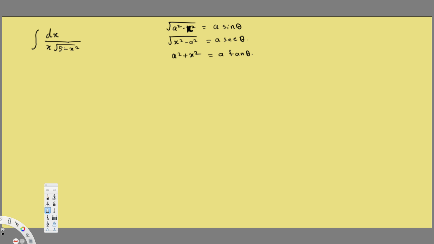But which pattern looks similar to this one? It's a number minus x square, so this one looks like the first pattern. So let's see how we can bring this number to a square. I can write this as dx over x, and this 5 can be written as square root of 5 square, minus x square.